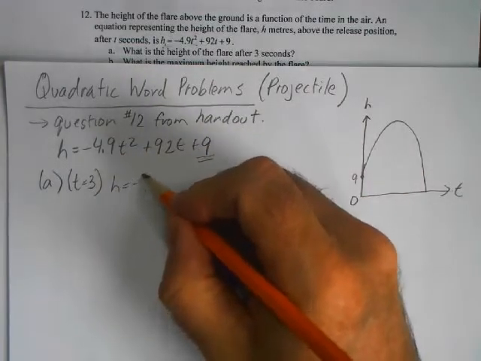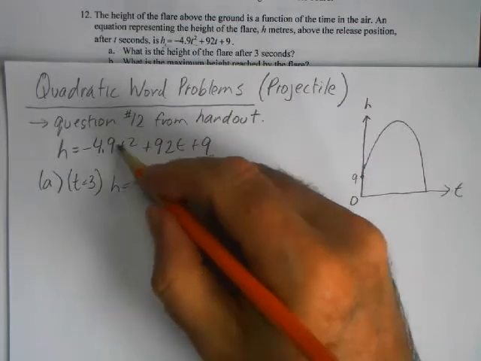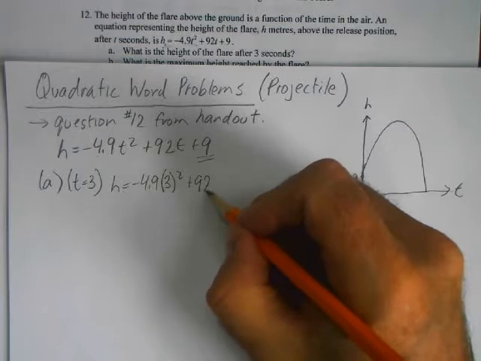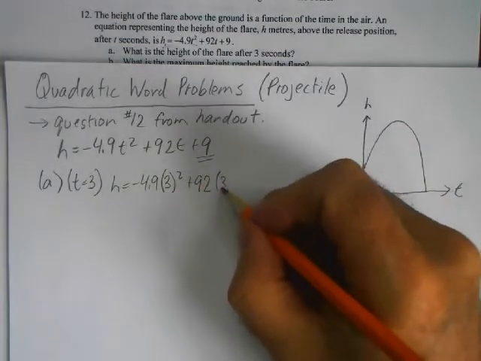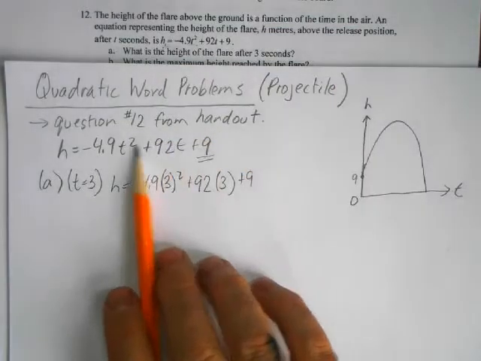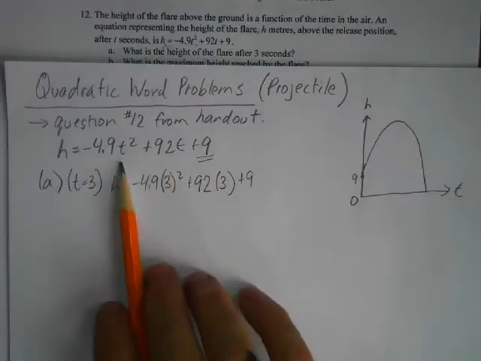So in this case, h is equal to negative 4.9 times, replace the t with 3, so 3 squared, plus 92t, which is 3, plus 9. So we just replaced t with 3 in the equation for the height.